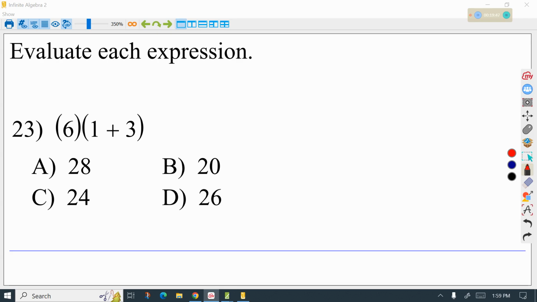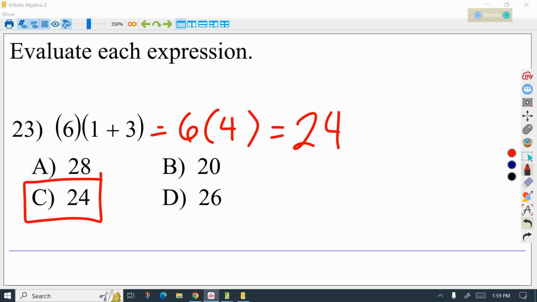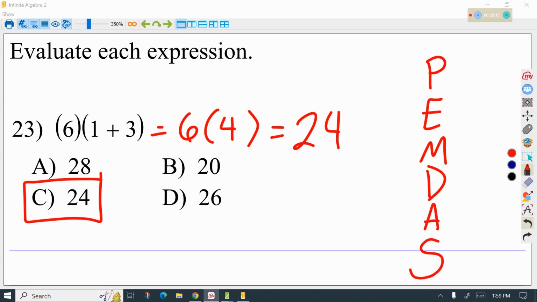Okay? So the way to do this is to remember that you've got to do the parentheses first. Alright? So what's 1 plus 3? 4. 6 times 4? 24. Okay, so there are a couple really easy problems on here, but you just have to show me that you know the order of operations, the whole PEMDAS thing, right? Parentheses, exponents, multiplication, division, addition, subtraction. All right, that's going to be on there too.